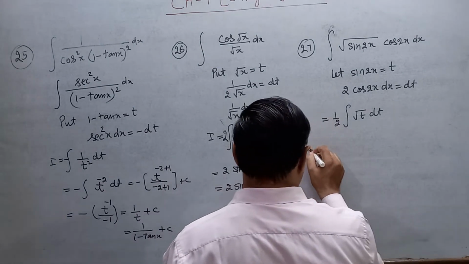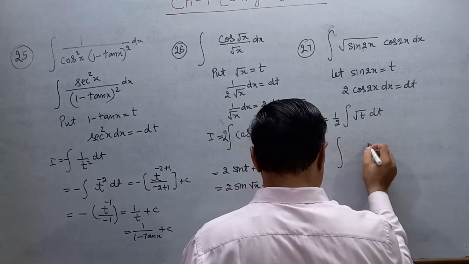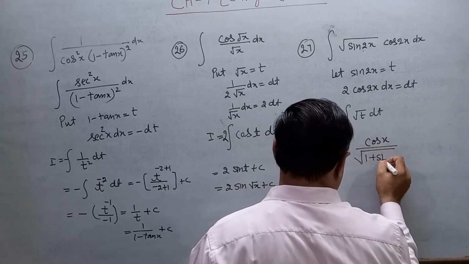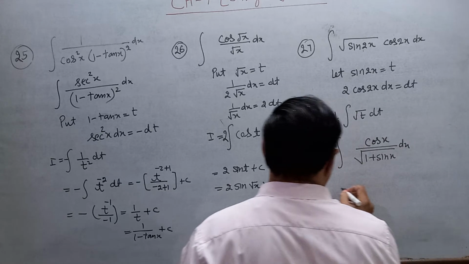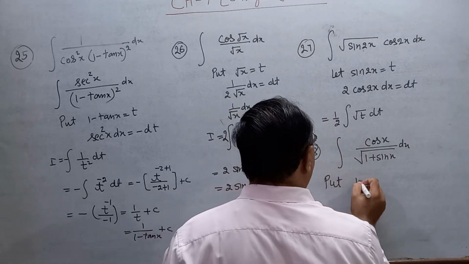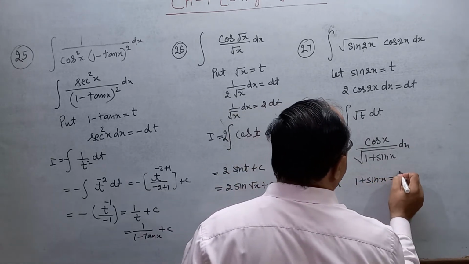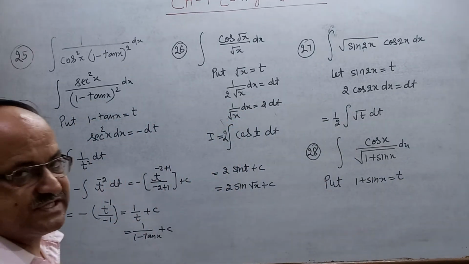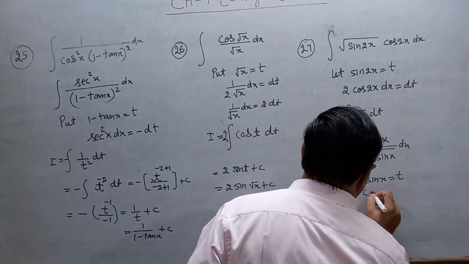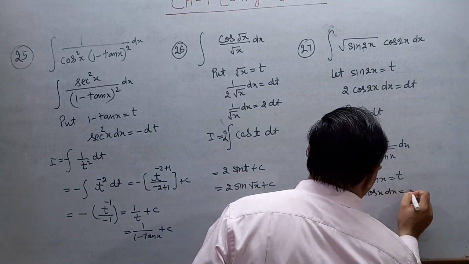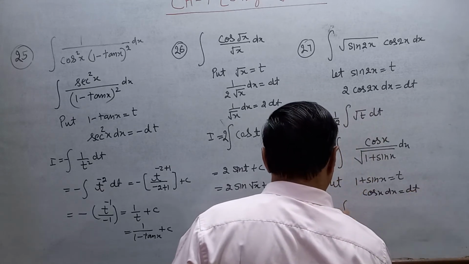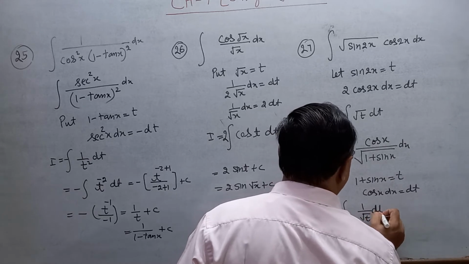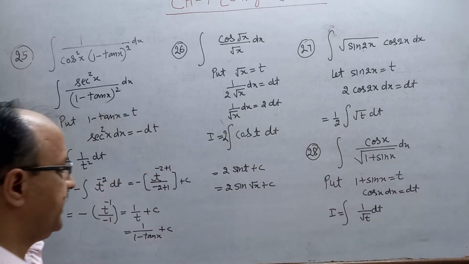Question number 28. Integration cos x upon root 1 plus sin x dx. Put 1 plus sin x is equal to t. Because you know that the derivative of 1 plus sin x is cos x, and cos x is present in the question. Therefore you can say cos x dx is equal to dt. 1 upon root t dt.